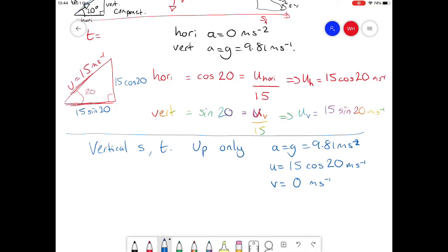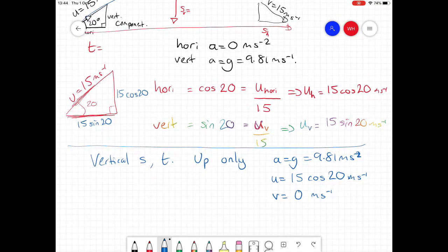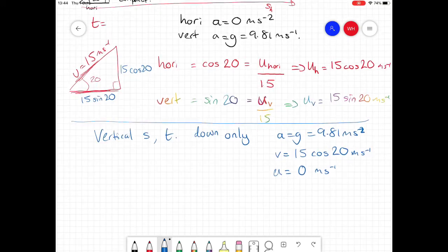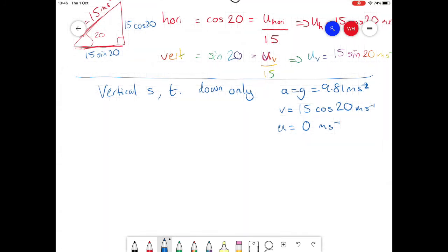Okay, which means we've got three knowns. Key point though, look, the acceleration is in the opposite direction to the motion, so we should give one of those a negative symbol. Or we can consider the downward motion, in which case, if we consider the downward bit, U is 0, V is 15. So let's consider down only, because I do love it when U is 0. Everything is so much easier.